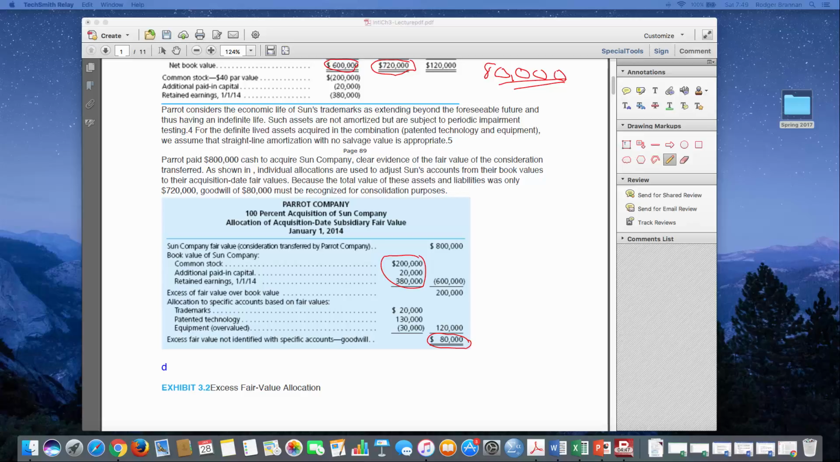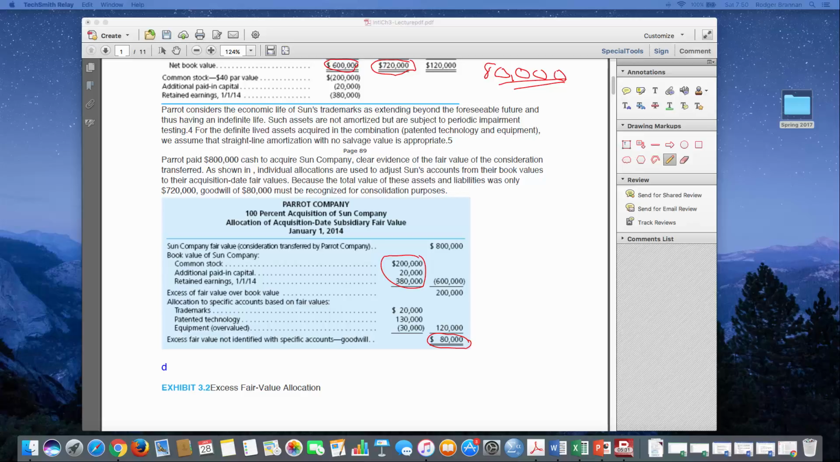So to be clear with what would have happened, consistent with Chapter 2, what they would have done would be, first of all, one adjustment would be to debit common stock for $200,000, debit paid in capital for $20,000, credit the retained earnings for $380,000, and then credit the investment account for $600,000. So that wipes out part of the investment account of parent and likewise eliminates all of the equity of the subsidiary.